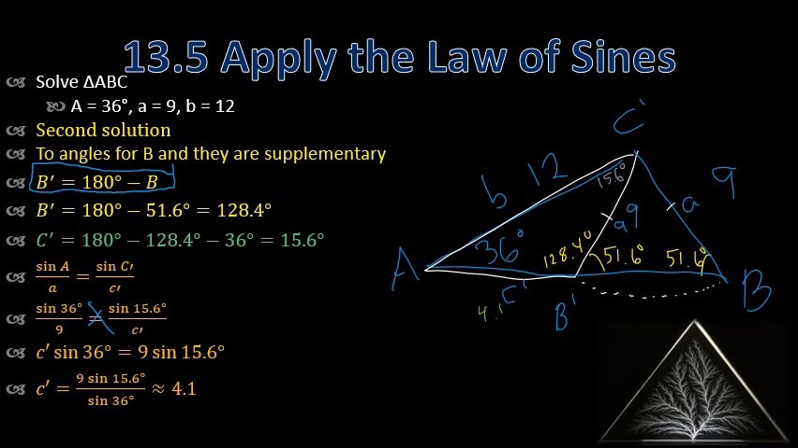So the big thing to start solving for the second triangle, you take your angle B, subtract it from 180, and that is angle B for the second solution. And then solve the rest of it as you would normally.